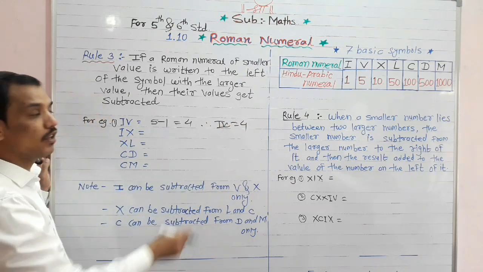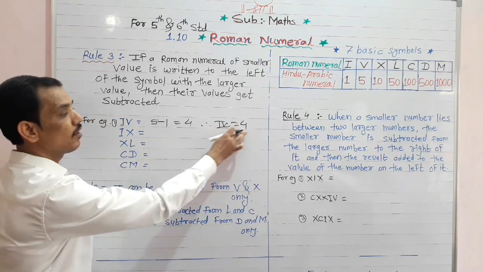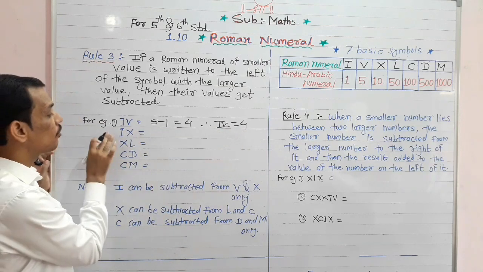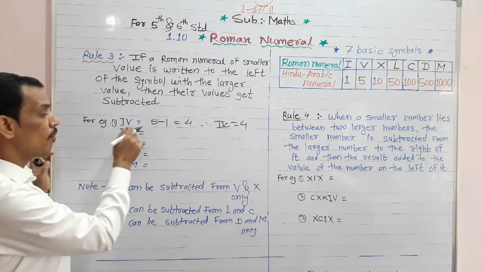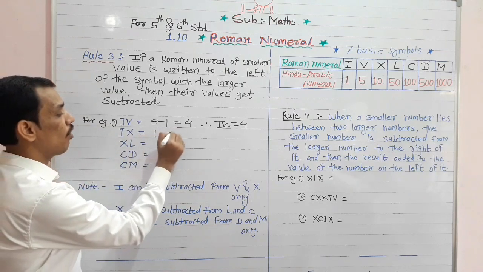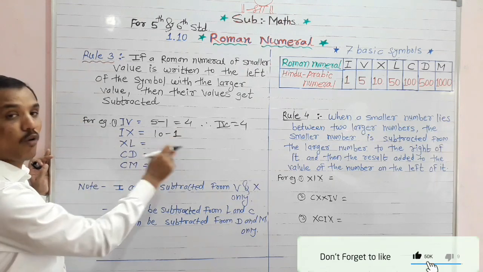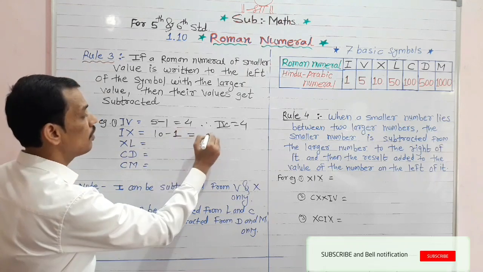Now here we get the new Roman numeral, that is IV. It means 4. Now IX, it's a similar way. A smaller value comes to the left side of the bigger value. That's why we are subtracting from that number. So 10 minus 1. X stands for 10, I stands for 1. So the answer is 9.